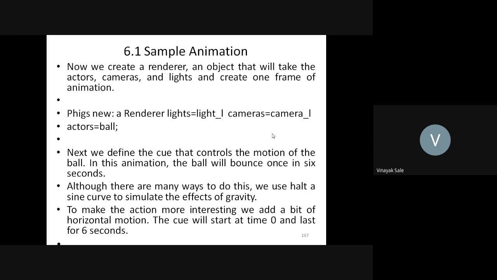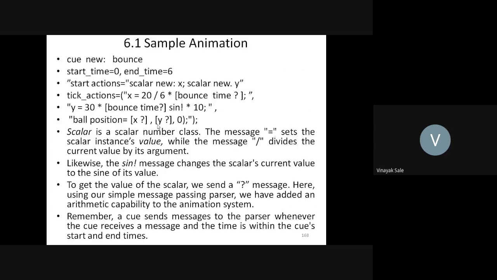Although there are many ways to do this, we use a half sine curve to simulate the effects of gravity. To make the action more interesting, we add a bit of horizontal motion. The cue will start at time 0 and last for 6 seconds. So this is sample code for a cue. New is equal to bounce, start time is equal to 0, end time is equal to 6.